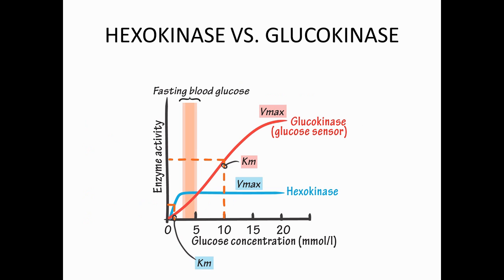So here is the conclusion of the last two slides. As you can see in the graph, in blue there is hexokinase, which has lower Km and higher affinity. It means that if there is a low glucose concentration, it will work at a high velocity, which is its maximum velocity. Glucokinase has a higher maximum velocity than hexokinase, and it works at a high glucose concentration, which means it has higher Km and lower affinity.